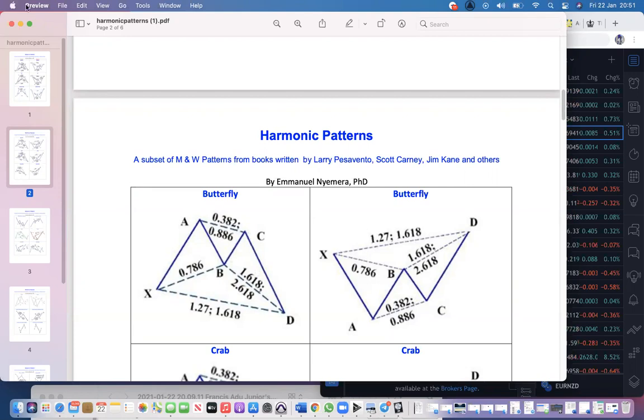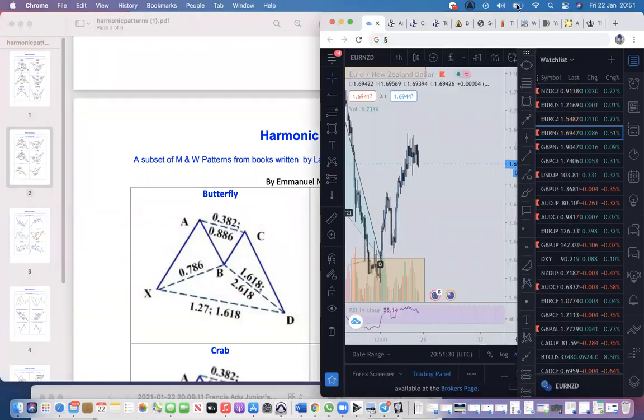I don't like using this actually. Let's go on the charts. It looks too complicated on this. I don't want to be confusing you. I want to make it a lot easier for you. Let's go on the charts.